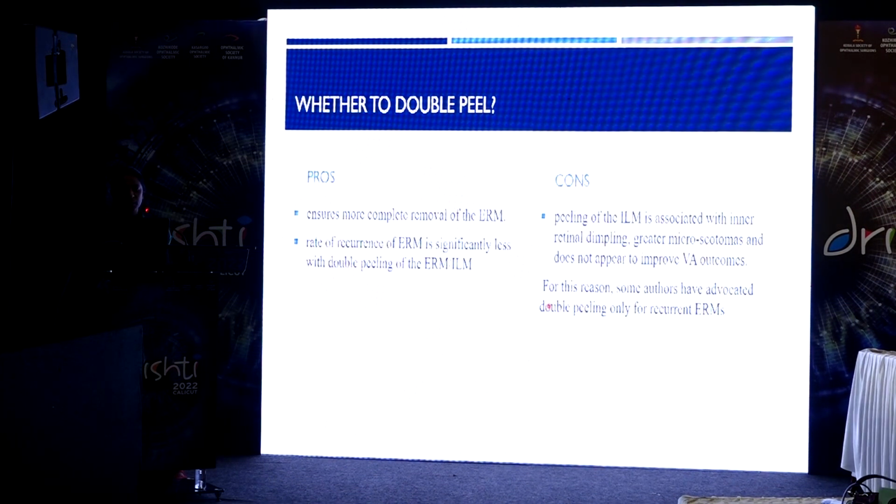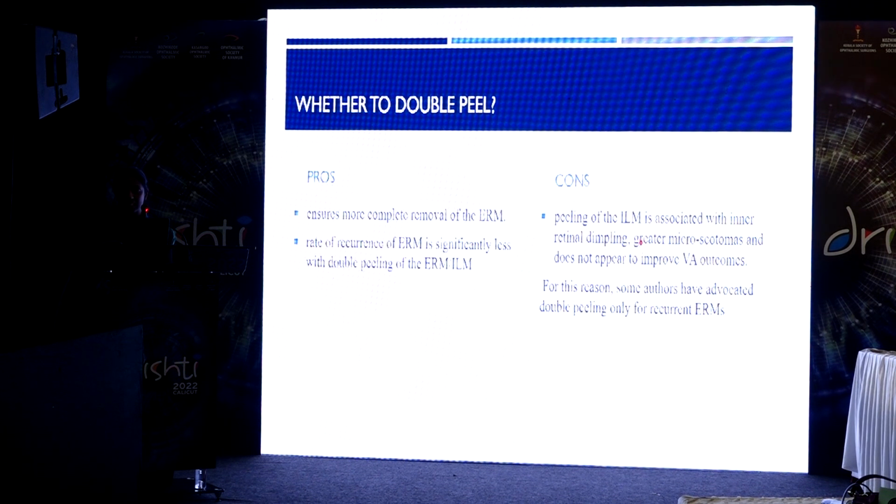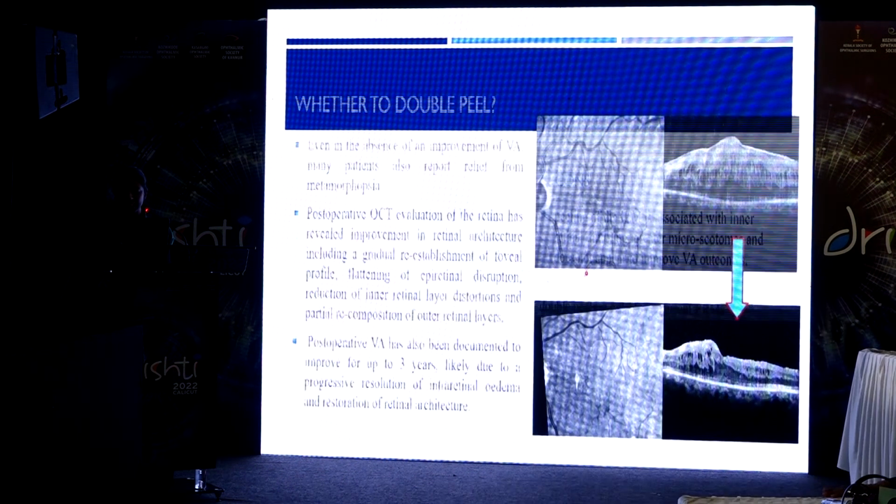And whether to double peel, that is whether to take the ILM along with the ERM, is also a debatable topic. The pros are that it enhances complete removal of the epiretinal membrane, and the rate of recurrence of ERM is significantly less with double peeling. But what they say is that peeling of the ILM is associated with inner retinal dimpling and greater microscotomas, and whether you peel the ILM or not, it does not appear to improve the visual acuity outcome. For this reason, some authors do double peeling only for recurrent ERMs.